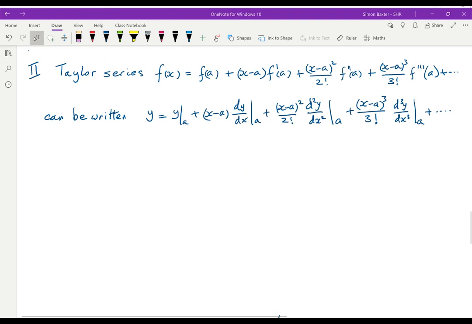We can also use this technique to find an expansion of f of x, or a series for f of x, in powers of x minus a. Here's the Taylor series that, again, you should be used to. We can rewrite this as y equals y when x is a, plus x minus a times dy by dx when x is a, plus x minus a all squared over 2 factorial times d2y by dx squared when x is a, and so on.